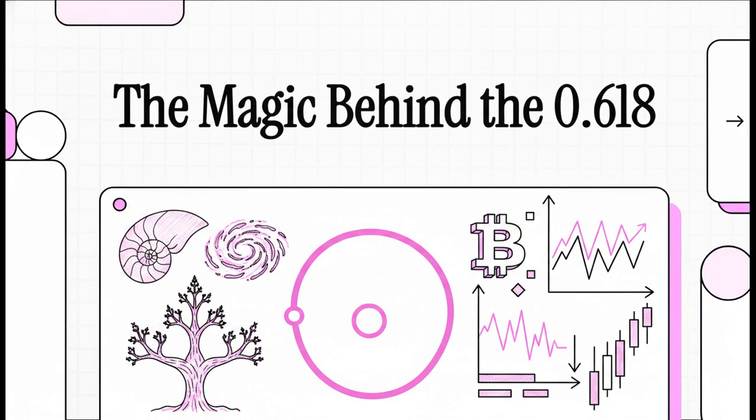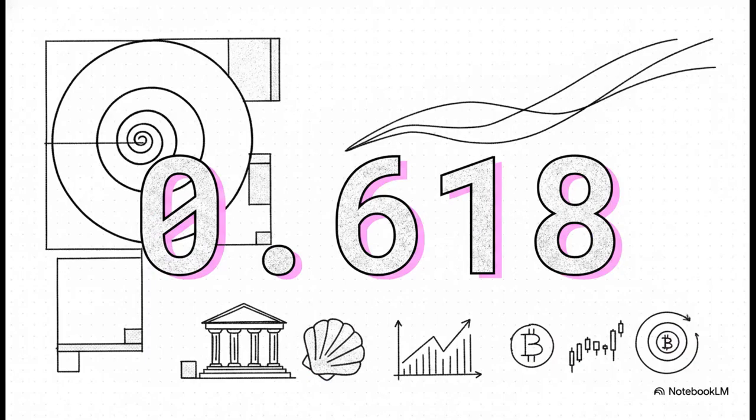So if you've ever wondered if there's some kind of hidden order to the volatility of Bitcoin, well, you are absolutely in the right place. All right, let's jump right into it.